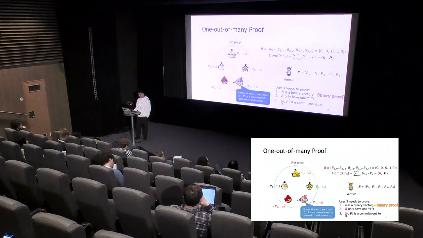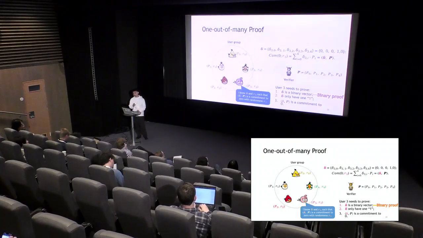For the prover, he only needs to prove three constraints. The first is that delta is a binary vector, and second is delta only has one bit of 1. And third is that the inner product between the vector delta and the vector of public keys is a commitment to 0. It is just a common practice. The commitment to 0 actually means the commitment to the SK, the secret key.